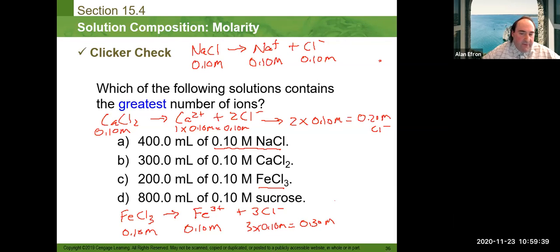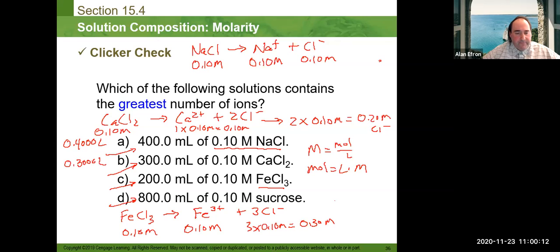We can now figure out the moles of everybody, and we're going to use our molarity, which is moles per liter, or moles divided by liters. That means our moles would be liters times molarity. So we do have to do a little conversion for our volume here for everybody. We need to divide it by 1,000, or move the decimal point 3 places to the left. So if we divide 400 by 1,000, we end up with 0.4 liters, 0.3 liters, 0.2 liters, and 0.8 liters.